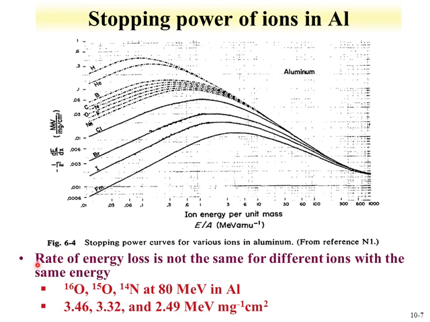So as details, the rate of energy loss differs for different ions with the same energy. As an example here, for two different isotopes of oxygen, nitrogen-14, going 80 MeV in aluminum, we see that they have different stopping powers of about 3.5 to 2.5 MeV per milligram per centimeter squared. So this unit listed here.